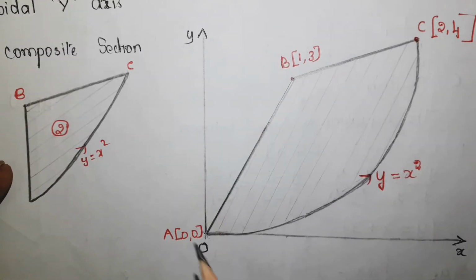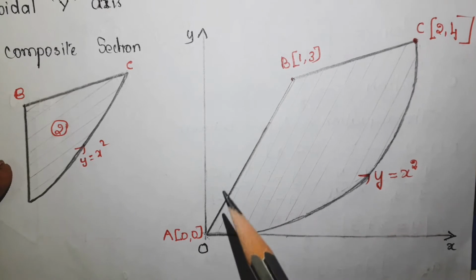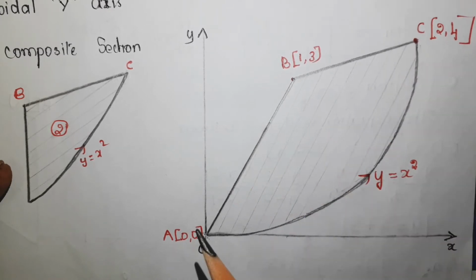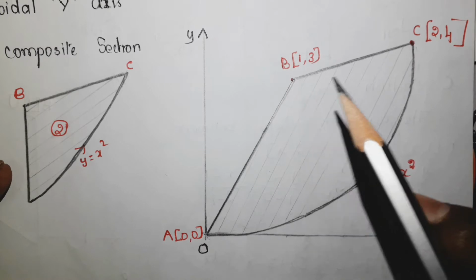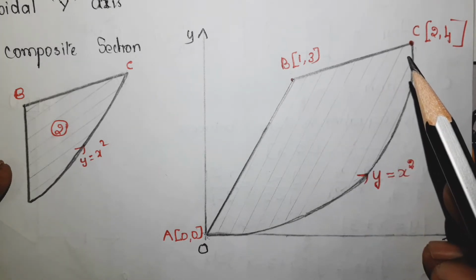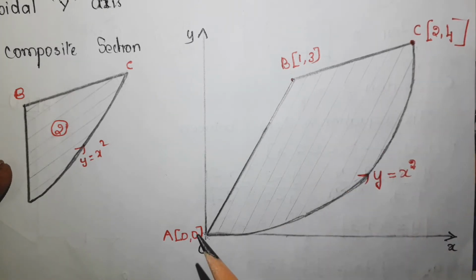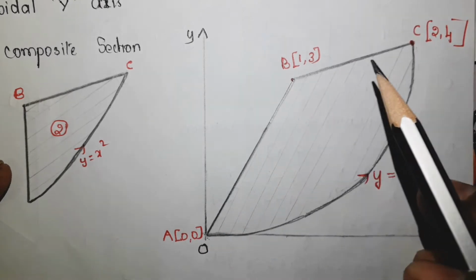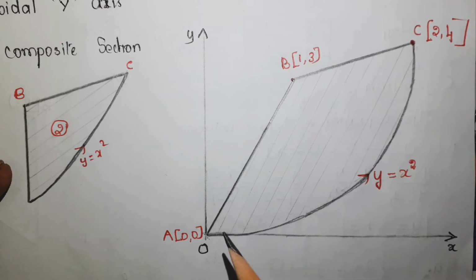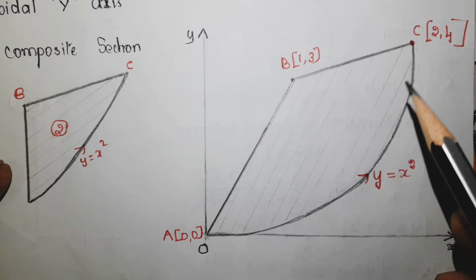Now this is the given composite section. There are 3 points A, B and C. A is located at the origin, B is located at (1, 3) and C is located at (2, 4). There is a straight line between the points A and B, and also a straight line between the points B and C, but there is a curve between the points A and C.